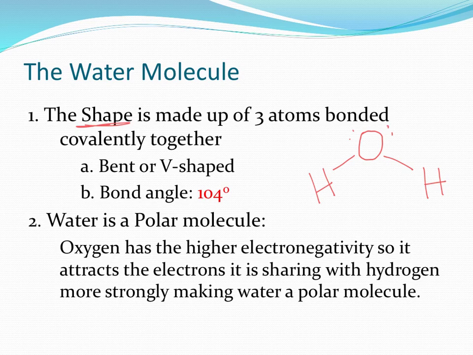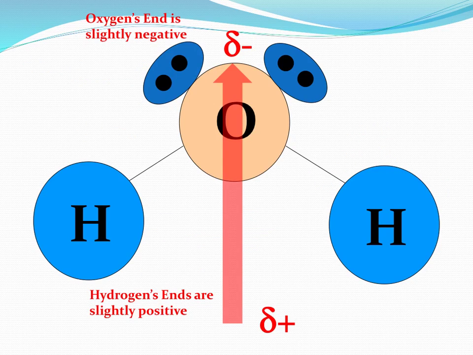Oxygen has a higher electronegativity than hydrogen, so it's pulling all those electrons up towards it. And when you blend this with the bent shape, you have a very polar molecule. Here's another look at the polar molecule of water. You can see how the electrons are pulled up here to the top around the oxygen, making it slightly negative. And then down here where the hydrogens are, it's slightly positive. And so we have a dipole of charge, like a little mini magnet.